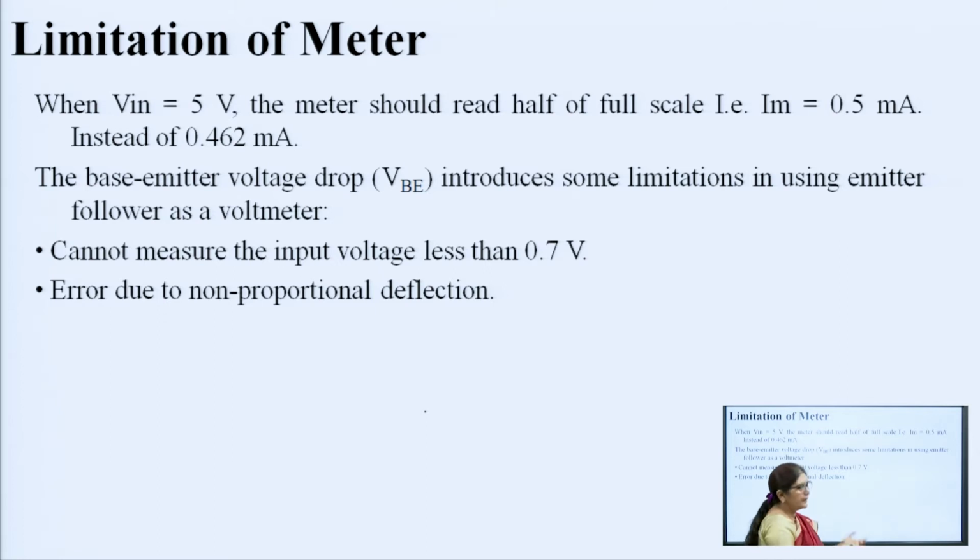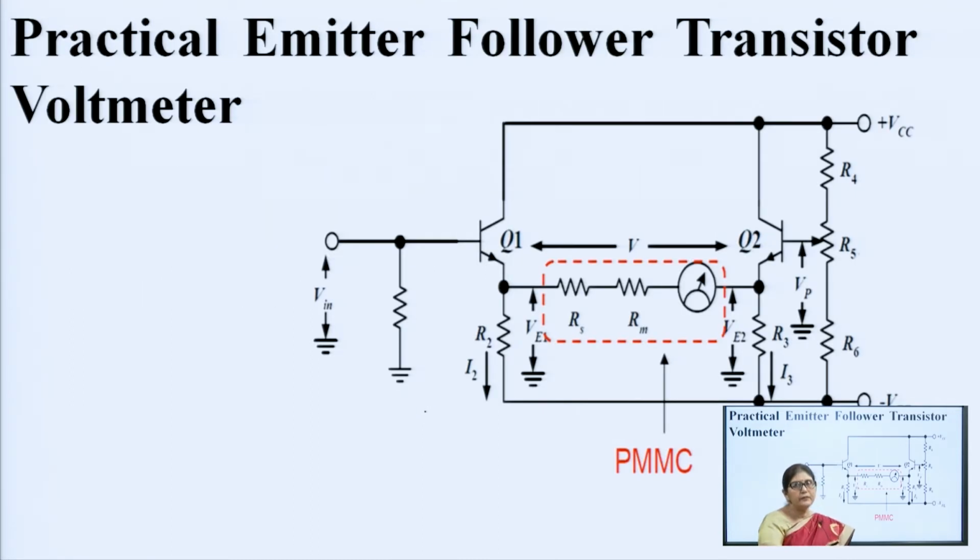So, limitation, as I have already discussed, when V input is 5 volt, the meter current should be 0.5 milliampere, but it is now 0.462 milliamperes. That is the main drawback of this meter, because here is a voltage drop of 0.7 volt. Because of this 0.7 volt drop, the deflection is not proportional. So, to remove this drawback, we are using this type of configuration.